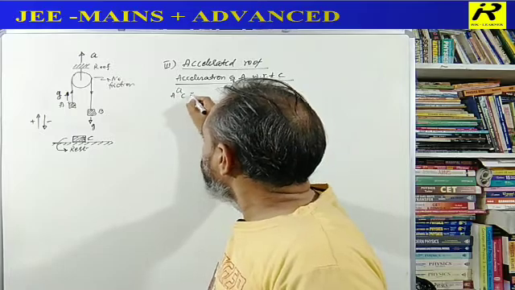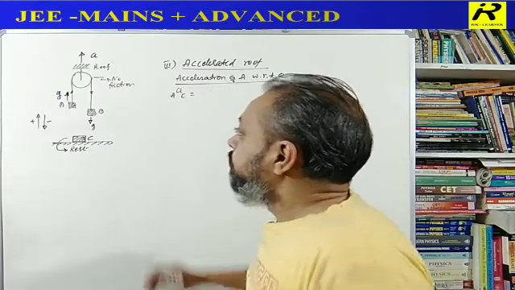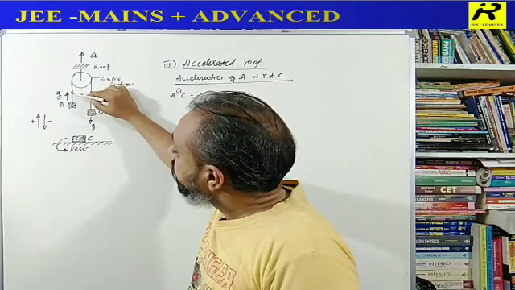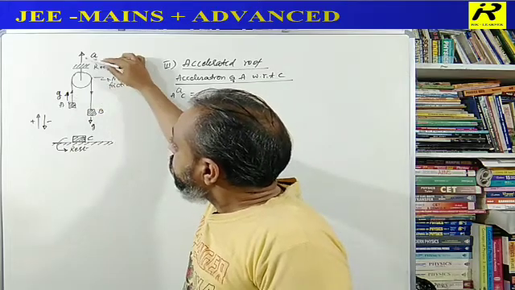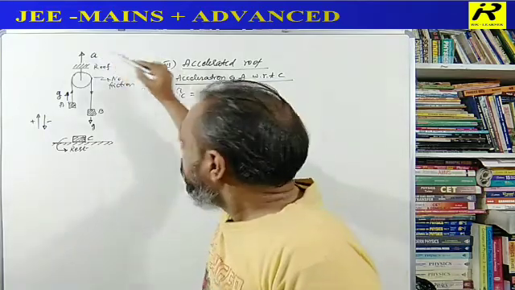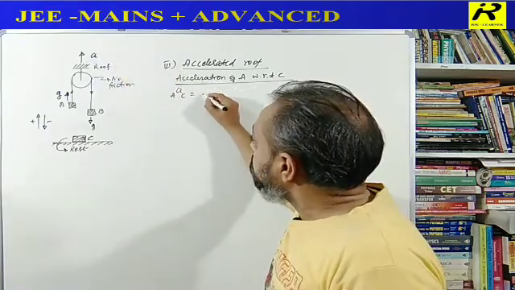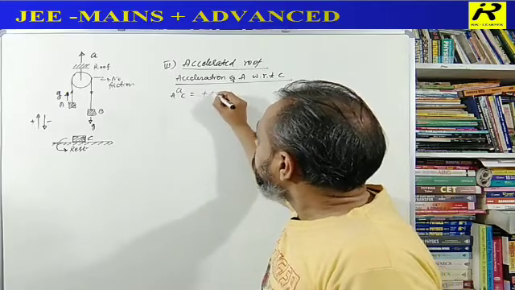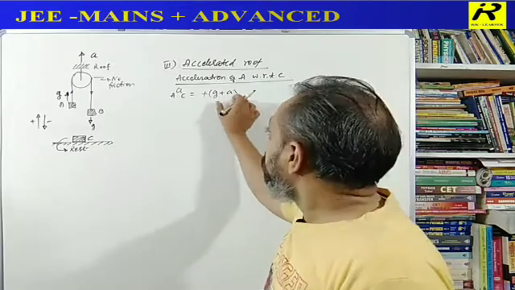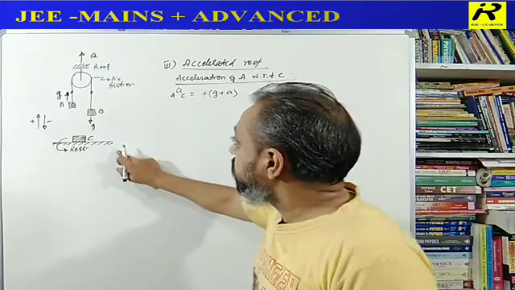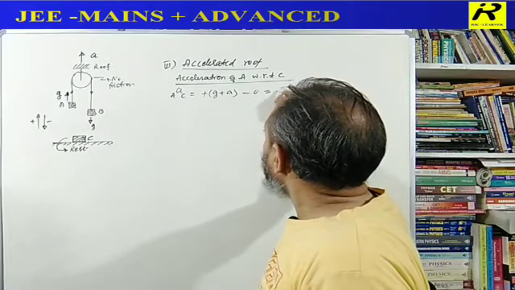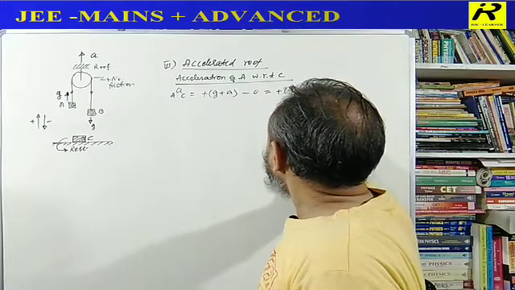Acceleration of A with respect to C can be written like this, because the body A, which is already accelerated with a value g, is being further accelerated by a value a. Then the total acceleration of A with respect to ground will be plus g plus a. This total becomes the acceleration of A with respect to ground minus the acceleration of C, which is 0. So definitely it will be simply plus g plus a.